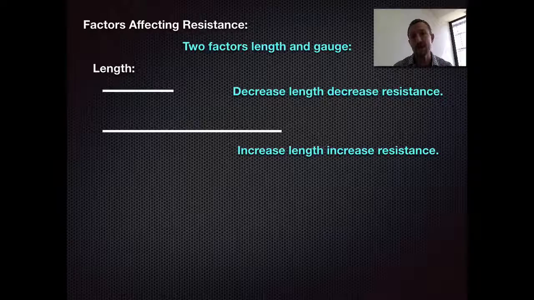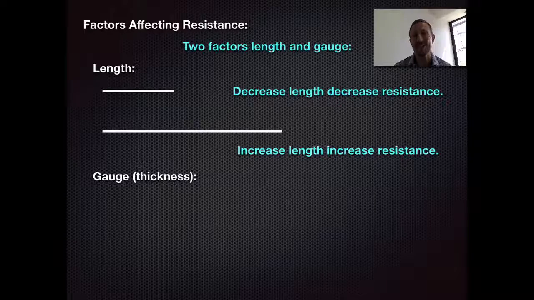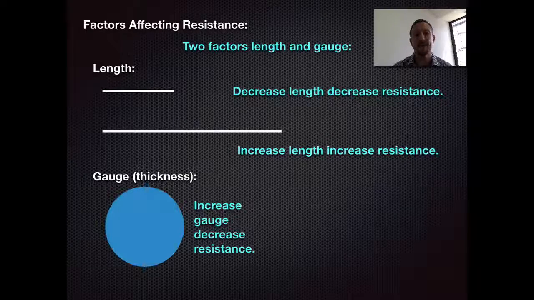So if we decrease the length, we decrease the resistance. If we increase the length, we increase the resistance for the same material and the same thickness. Now, I mentioned that word thickness. Another name for thickness with respect to wire is the gauge. We can have thick wire or thin wire. Thick wire basically has the effect of having an increased gauge. If I increase the gauge, I decrease the resistance. It's like having the same number of adults, but I spread them out over a larger area. The result is I can get more current flowing through.